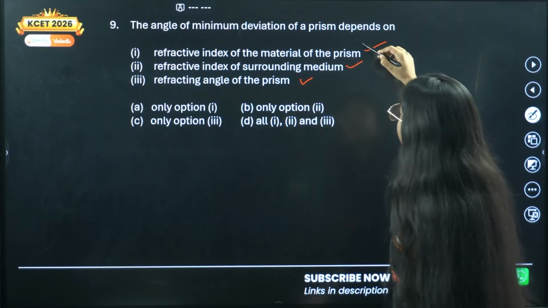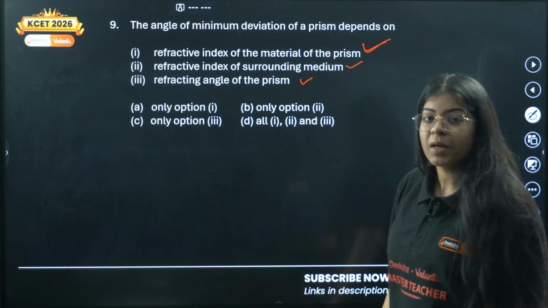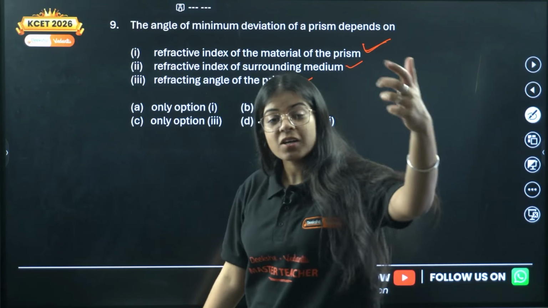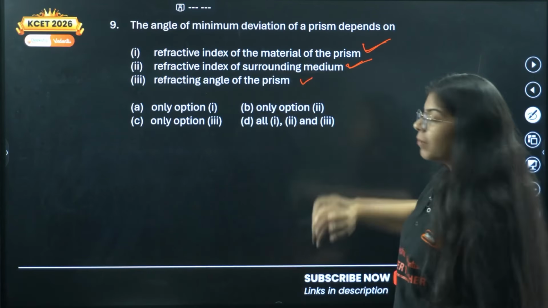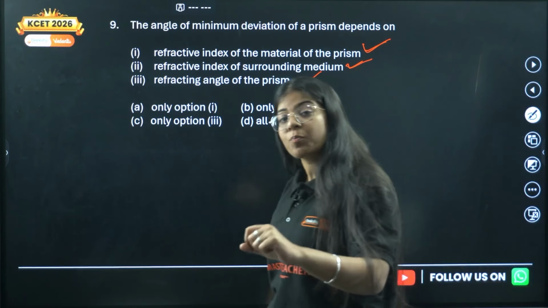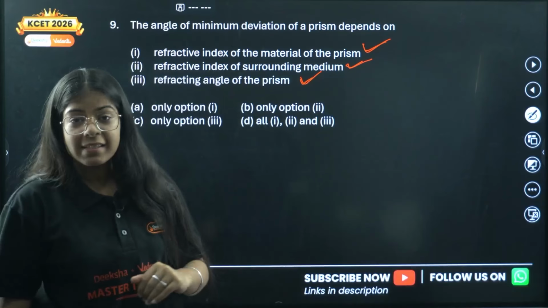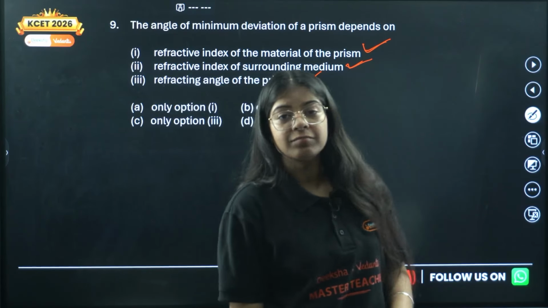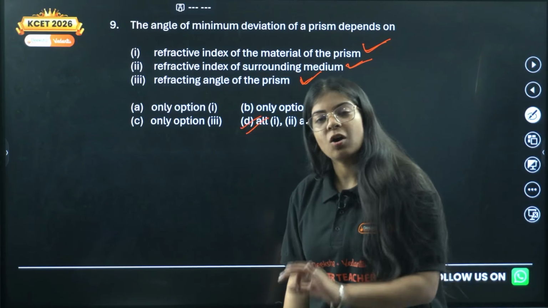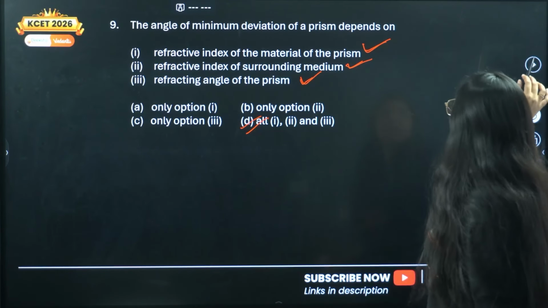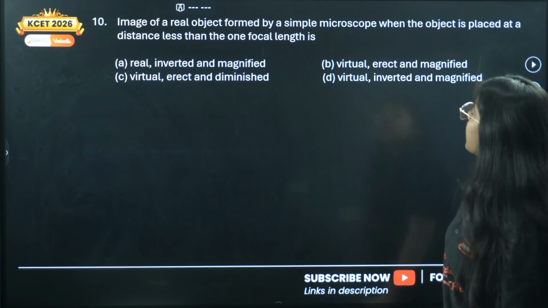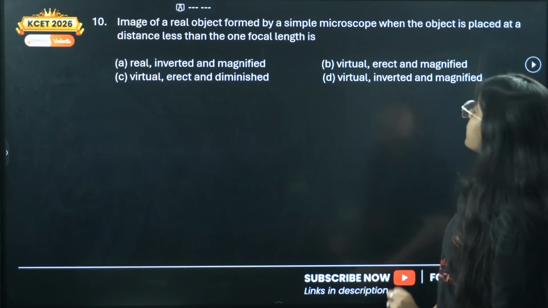It definitely depends on the refractive index of the prism, and the refractive index of a medium is always relative to the first medium. So the first medium is the surrounding medium, that is true, and the refracting angle of the prism also plays a role in how much a ray is getting refracted. So D is the correct answer. All these three options are true. Correct?